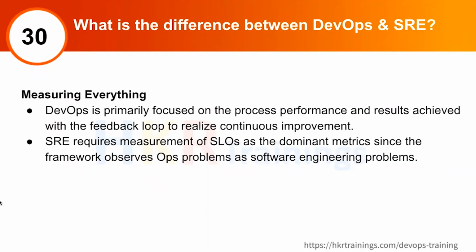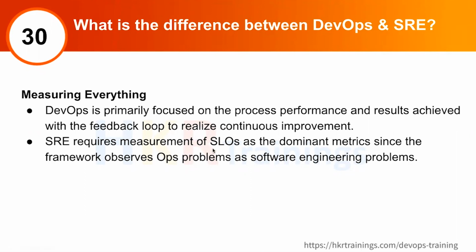There's one more point with respect to this difference, and that is measuring everything. DevOps is primarily focused on process performance and results achieved, with a feedback loop to realize continuous improvement. So how can we improve our process next time from the last learnings? That's all about DevOps. Whether it is requirement gathering using Jira, our Jenkins pipeline, or a monitoring system, DevOps is all about getting feedback and improving from the last state.